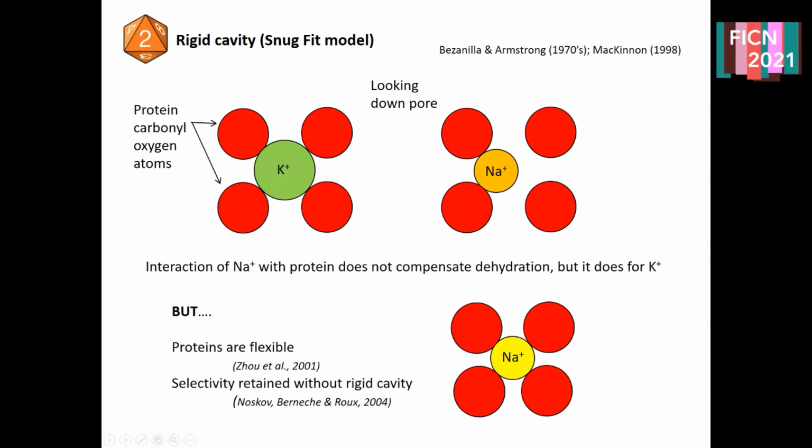So one thing to keep in mind with protein pores is that proteins are generally quite flexible. So it's not necessarily easy to maintain the kind of rigid cavity that I've talked about in this mechanism. If we look at structures of potassium channels in the absence of potassium, you'll find that the pore diameter does tend to decrease, suggesting flexibility. And simulations such as those by Benoit Roux do suggest that selectivity can be obtained without a rigid cavity. So maybe it's not the primary factor in potassium channels, but it's definitely a way to generate selection.